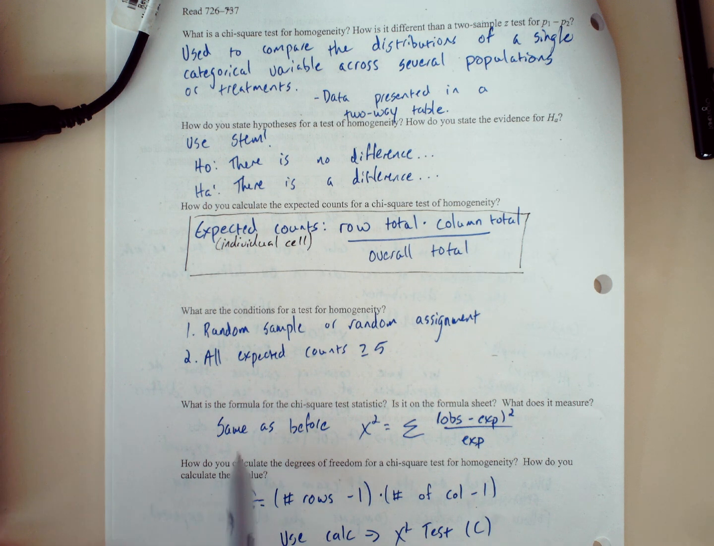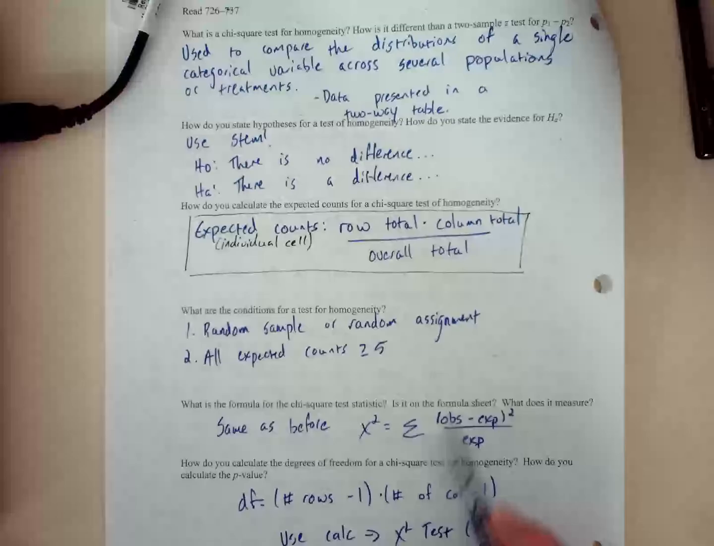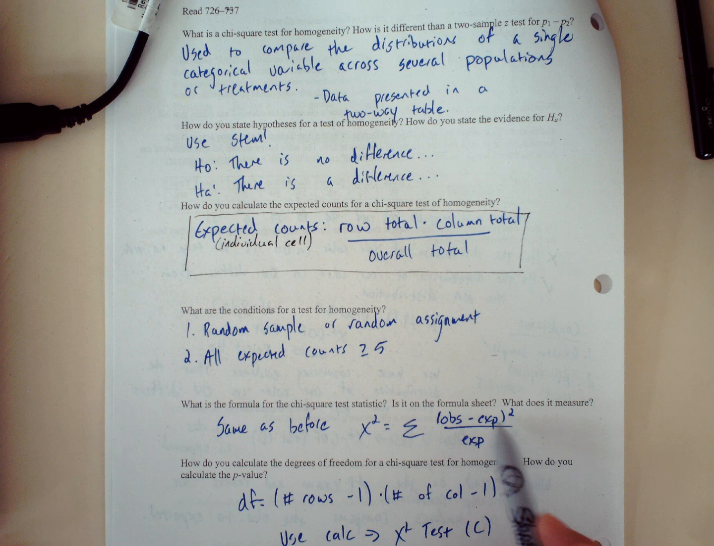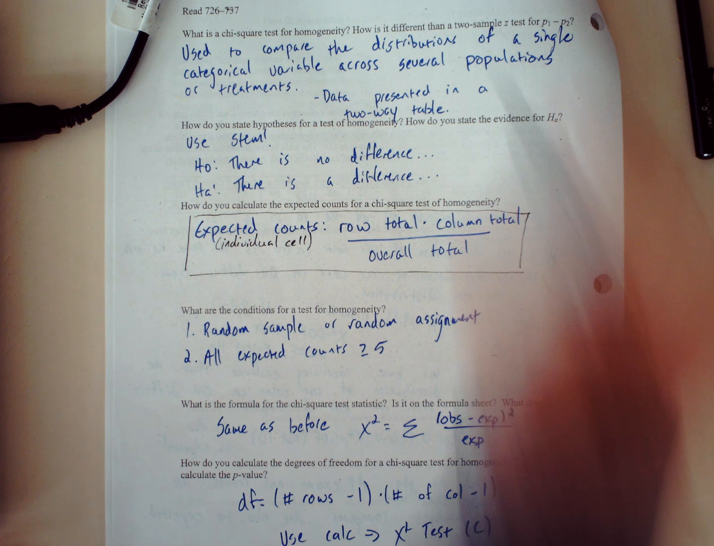Your chi-squared test statistic formula is the same as what we saw in goodness of fit. Chi-squared, which is the Greek letter chi, like a fancy X, is equal to sigma, which means the sum of all of your (observed minus expected) squared divided by the expected. If you were to do this by hand, it would take a long time.